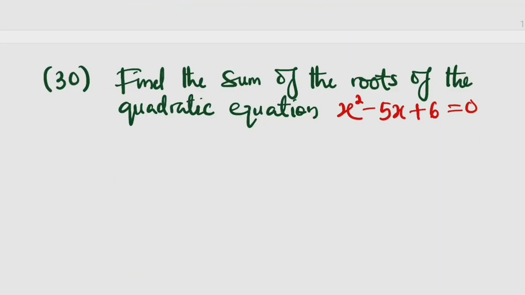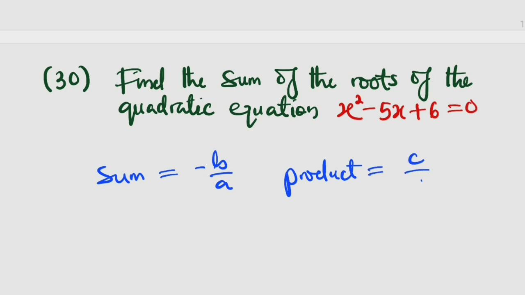Question number 30 reads, find the sum of the roots of the quadratic equation x squared minus 5x plus 6 equal to 0. I'm going to show you two different ways to do that because we are dealing with objective questions, so we need to know all the shortcuts. The sum of roots of a quadratic equation is always given as negative b divided by a. Remember this. And if you're talking about product, which we have not been asked to find, you can always take c divided by a.